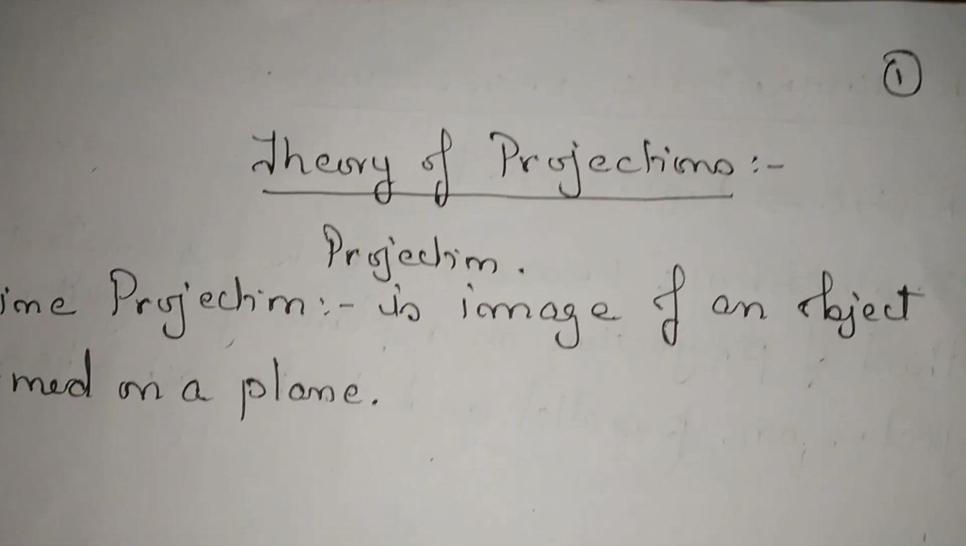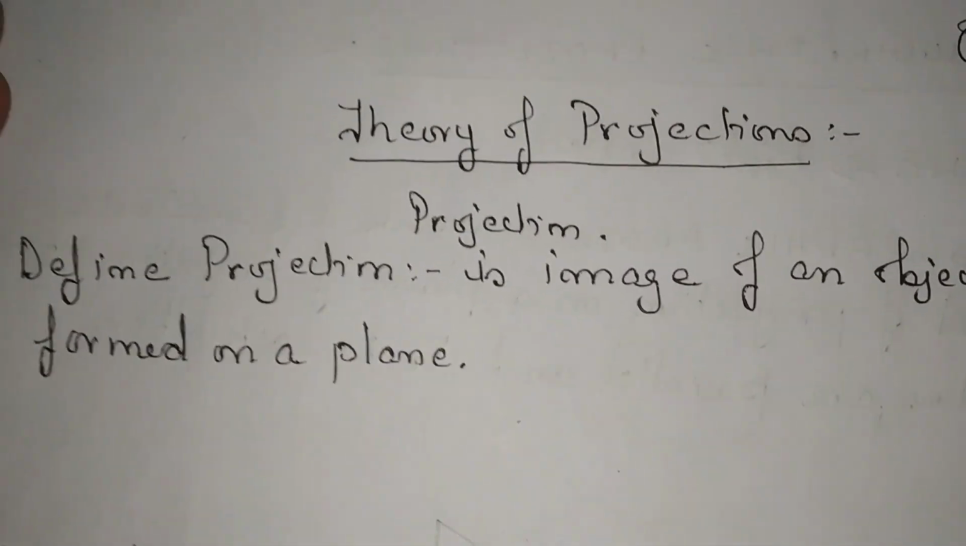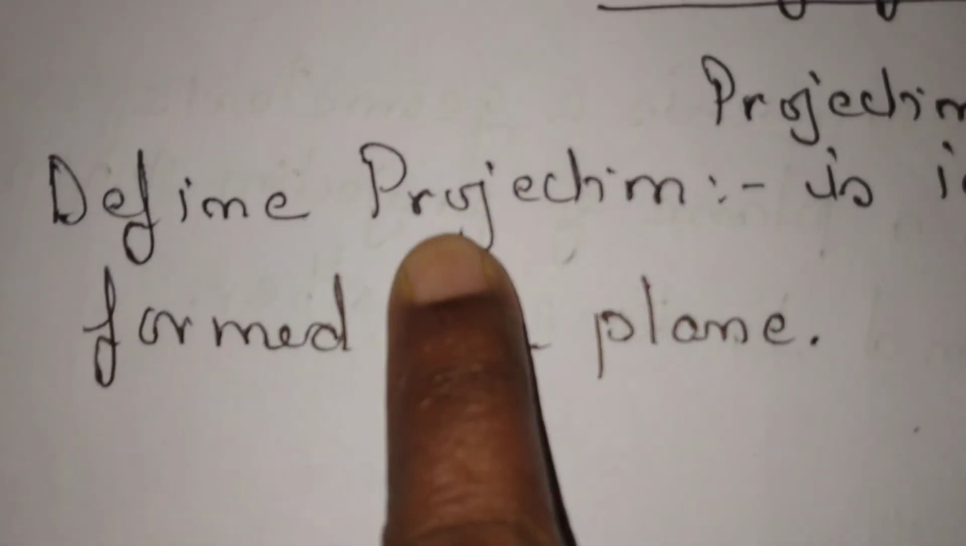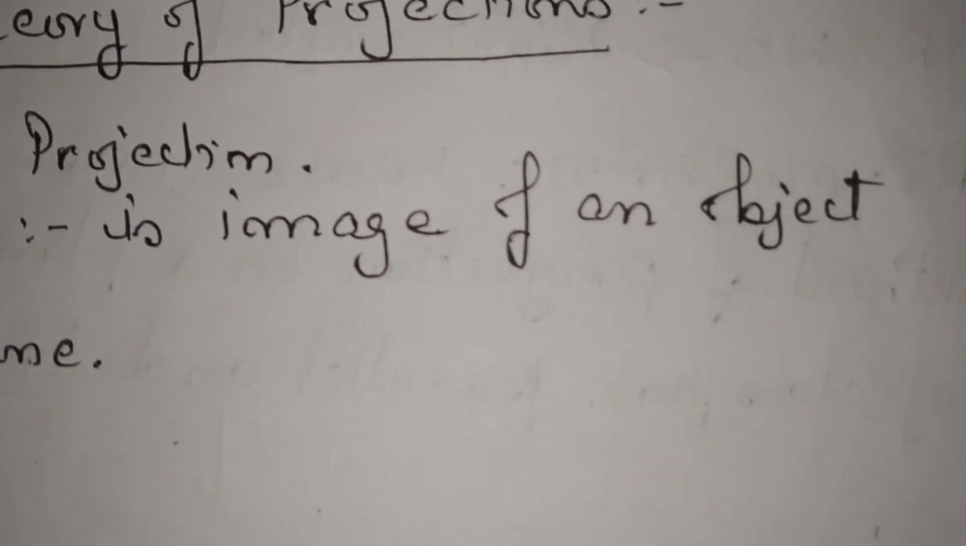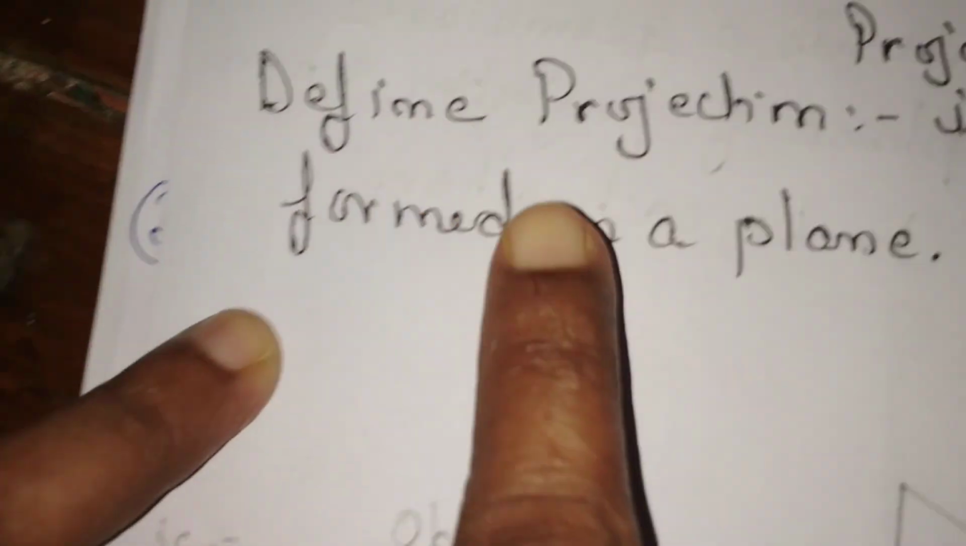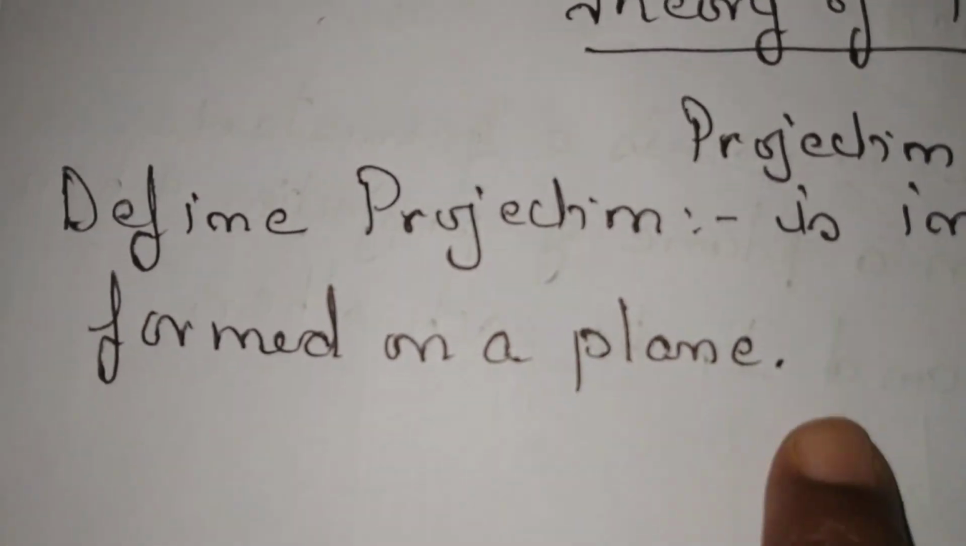Today I am going to teach you what is theory of projection. Before projection, I would like to explain what is defined projection. So what is projection? Projection is an image of an object formed on a plane.